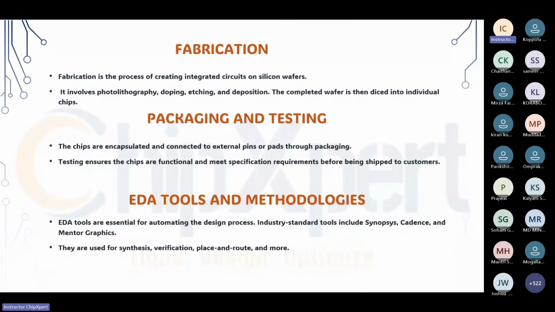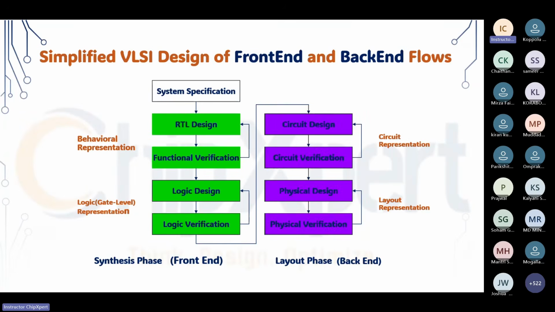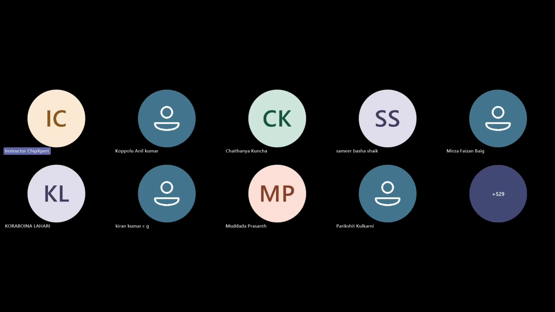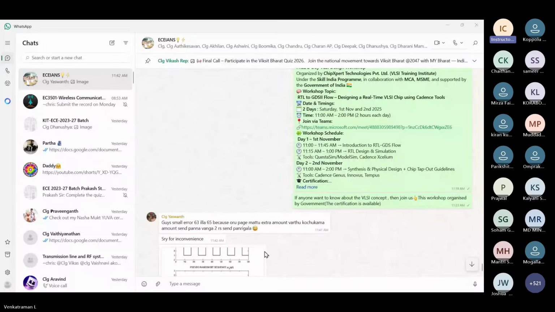Now, to understand the fabrication process, it will be printed on complete silicon wafers. The wafers are like a slice of sheet of silicon, where the chip is completely manufactured. It involves the photolithography process, doping, etching, and deposition of the different layers.